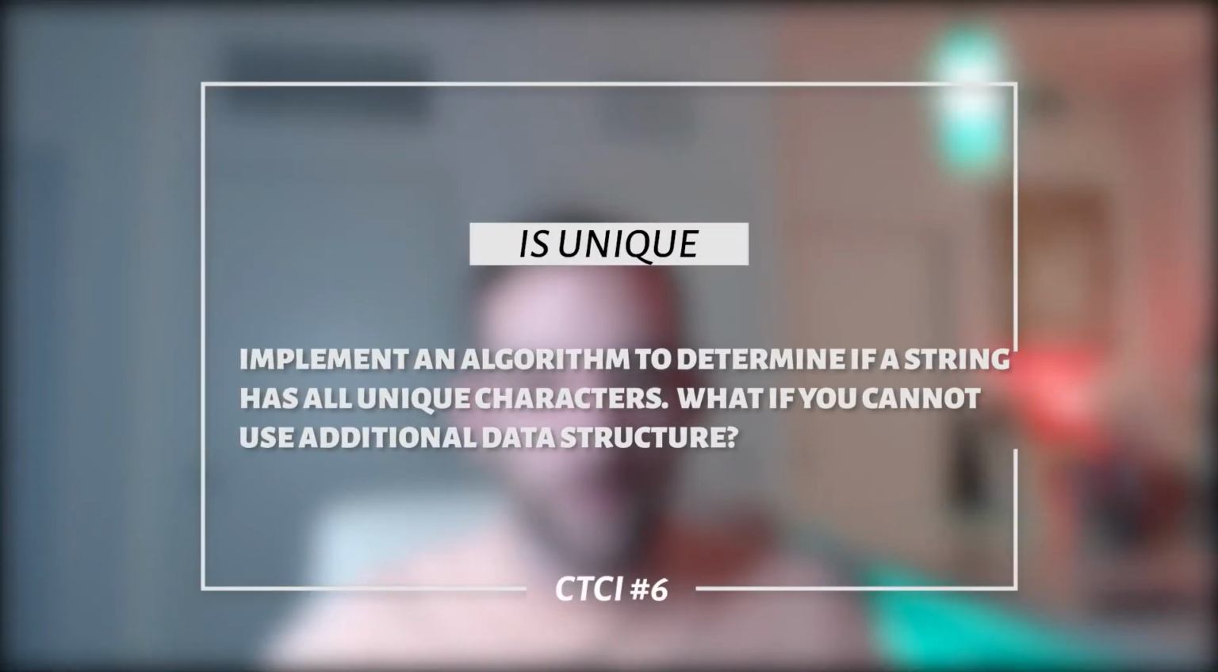And today we're going to be tackling this interview question from Cracking the Coding Interview. Implement an algorithm to determine if a string has all unique characters. And then, what if you cannot use an additional data structure? I will present two solutions, the code and the big O notation for using and not using another data structure. Let's get started.